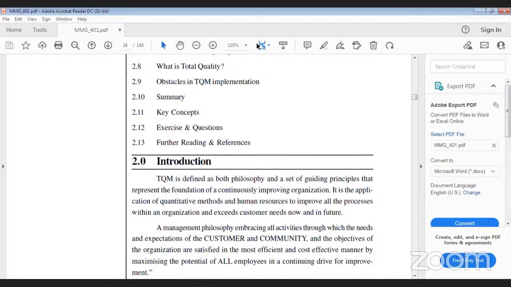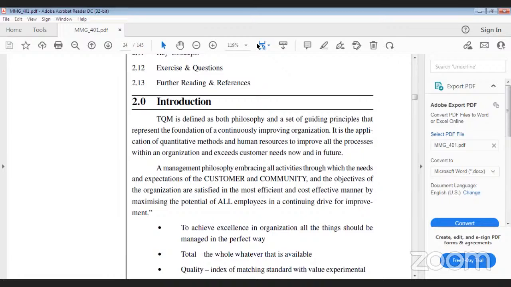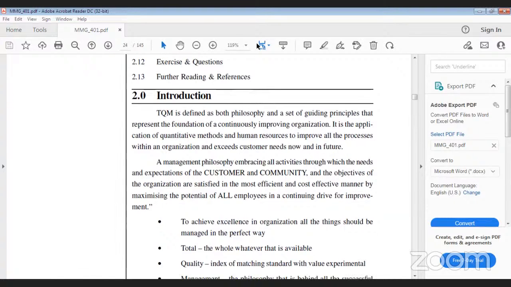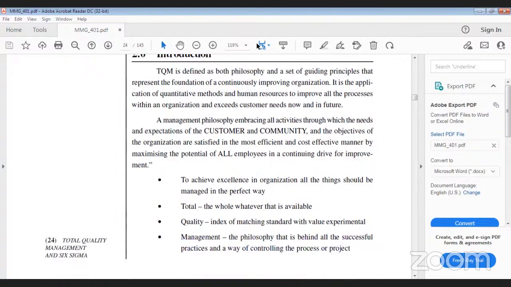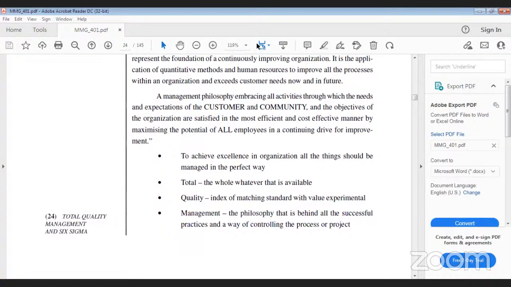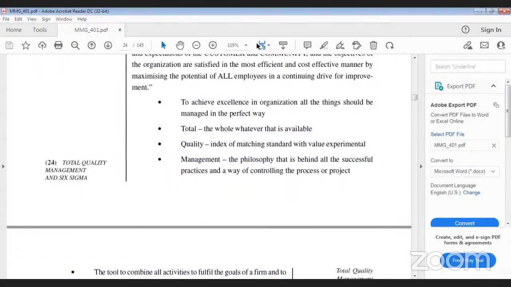TQM is defined in the book as a philosophy and set of guiding principles that represent the foundations of a continuously improving organization. Customers and community are satisfied, and the objectives of the organization are met in the most efficient and cost effective manner, to achieve excellence. Then total, quality index, and management philosophy. The historical development is also given in your book.